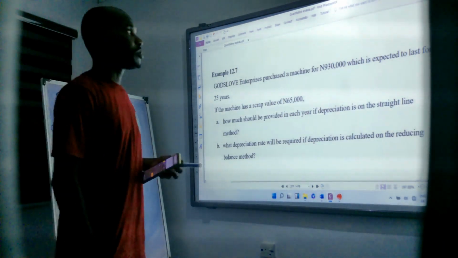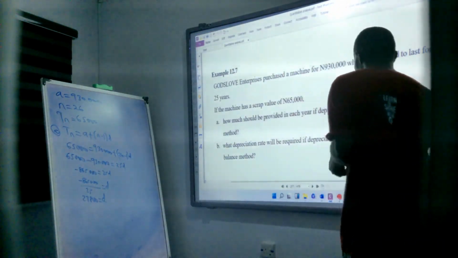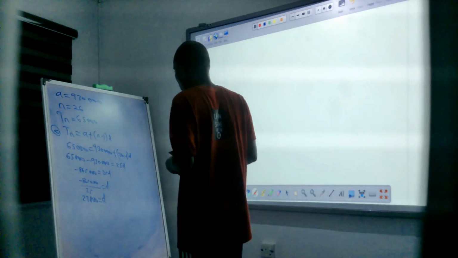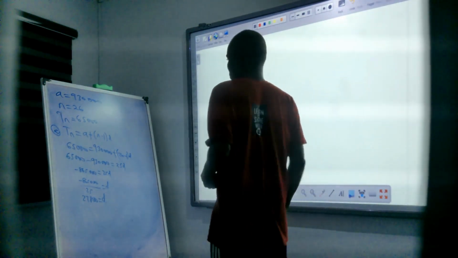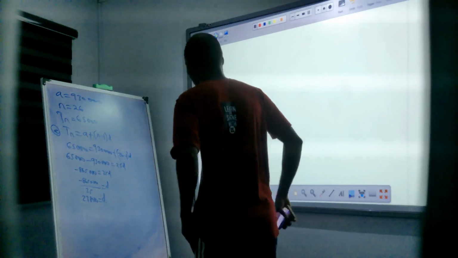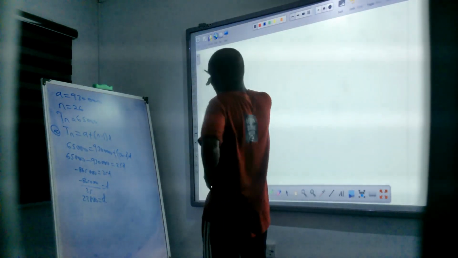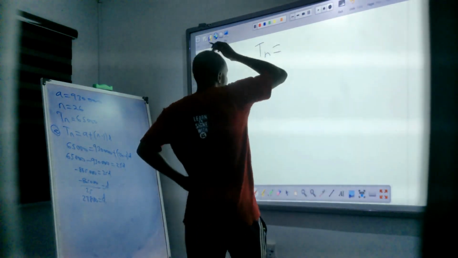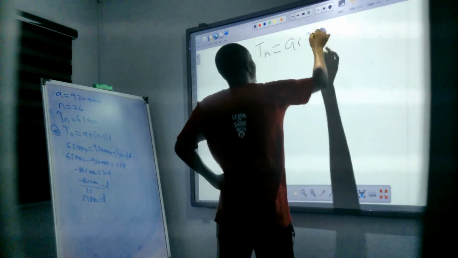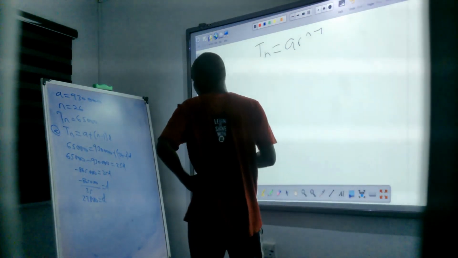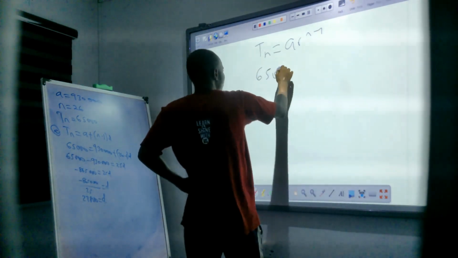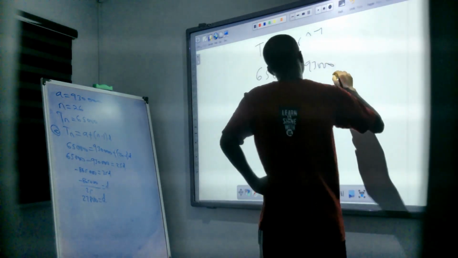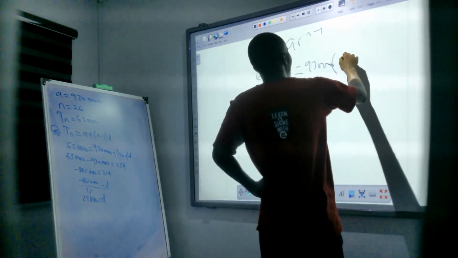If it's on the straight line, what increases? If it's now on the reducing balance, what will be the depreciation rate? So we refer to GP. Let's use the board. In the second question, we are using GP to get the depreciation rate. Since it's on the reducing balance, we say our a is 930 and n is 26. So Tn equals a r to the n minus 1. Our Tn at 25 last year is 65,000, the last term. First term is 930.